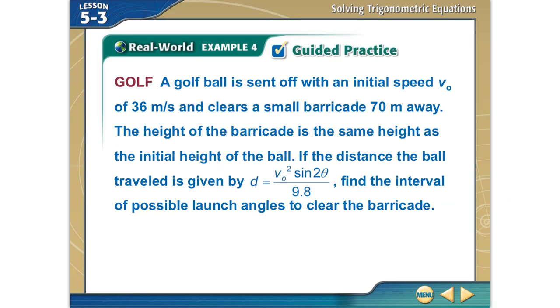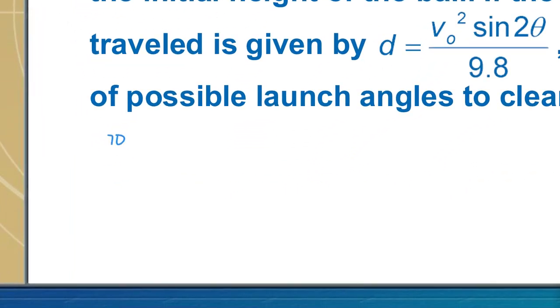Okay, got another word problem here again. So again, they're telling us all the information that we need. So our initial velocity is 36 meters per second, and it's got to clear a barricade 70 meters away. So we're going to plug in our values, and we get the equation 70 equals 36 squared times the sine of 2 theta divided by 9.8.